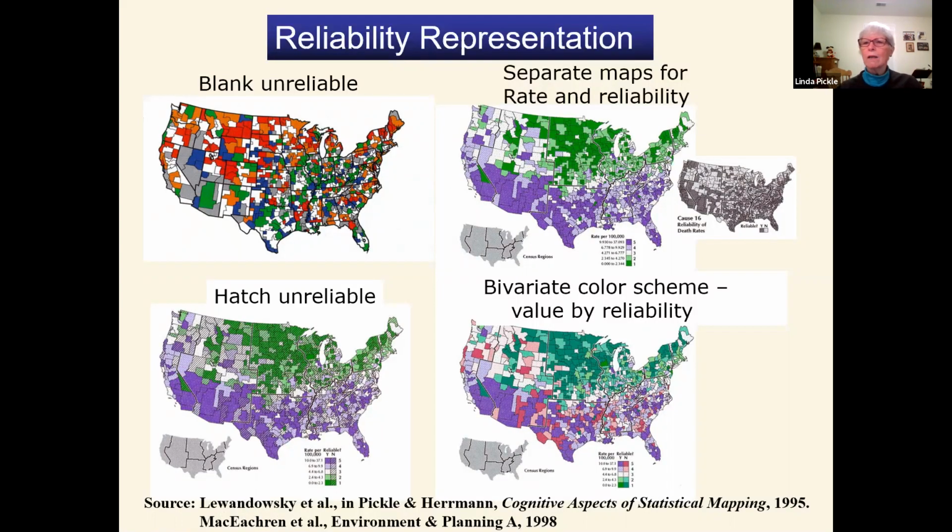So the bottom line here for these, after these several studies, was that reliability can be indicated on a map with minimal impact on several types of tasks, several questions you might ask of the map.